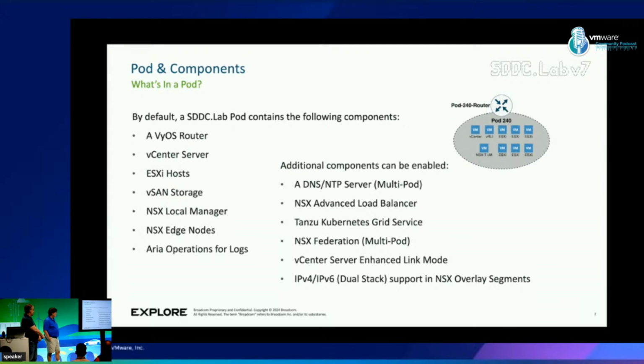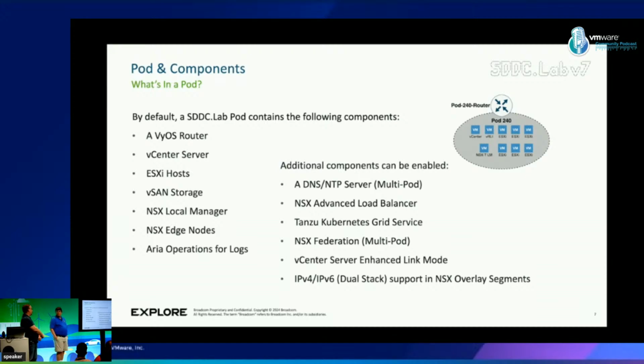Advanced load balancer is in there, or you can enable it, fully configured and integrated with both vSphere and NSX. You can enable Tanzu Kubernetes Grid servers on the cluster. You can also opt in for NSX Federation if you want to play around with that. That's also a multi-pod kind of solution we put in there, of course, because you'll need multiple pods to simulate the multiple sites. A vCenter server can be configured in enhanced linked mode to link the vCenters together, have a single pane of glass if you want.